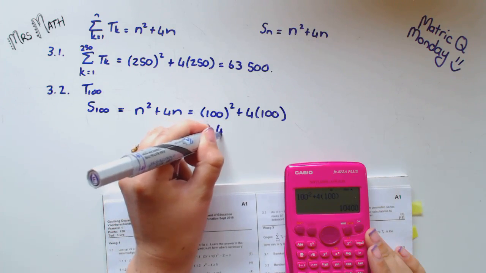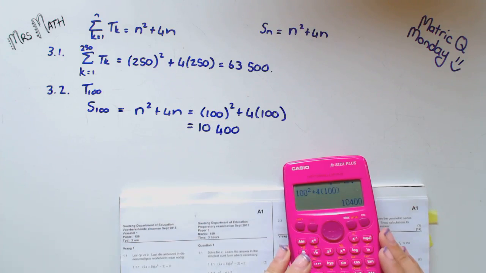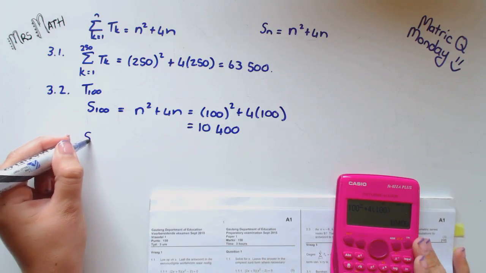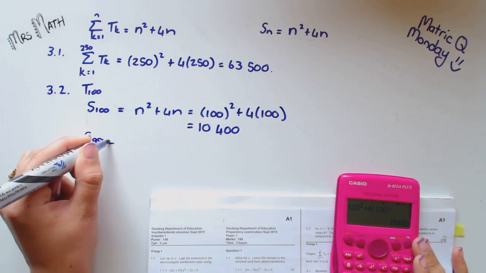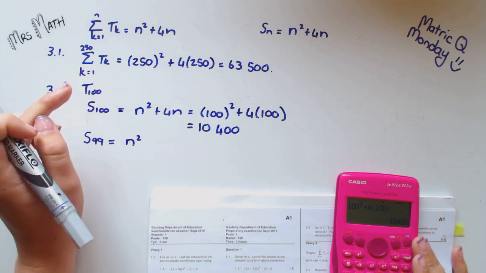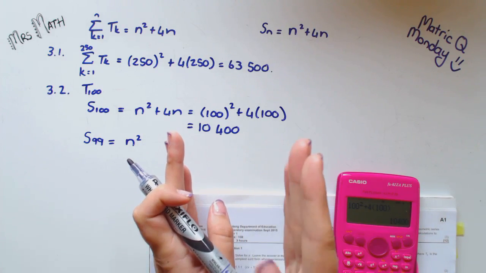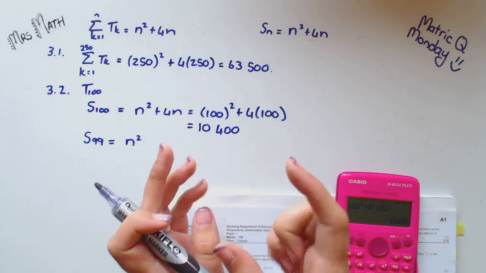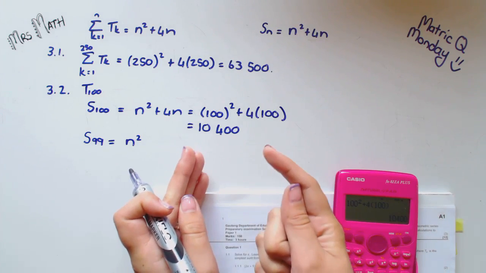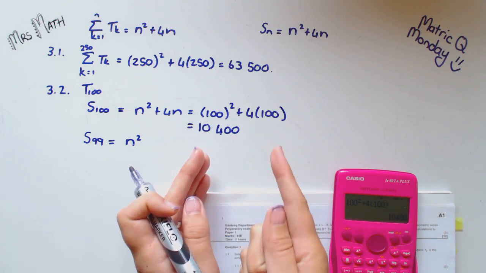So the sum of the first 100 terms is 10,400. And the sum of the first 99 terms, the reason why I do this is because I want the 100th term. Now, if I take the sum of the first 99 terms and the sum of the first 100 terms and I subtract them, what did I add from the sum of 99 to the sum of 100? I added the 100th term to get to that.